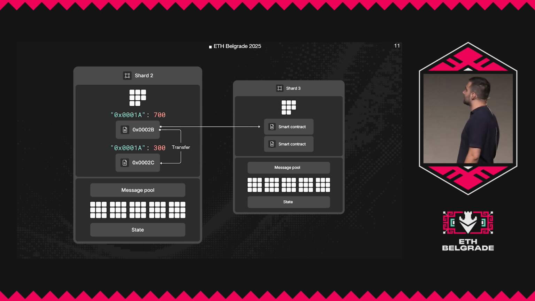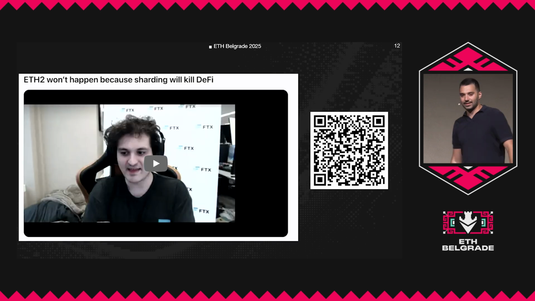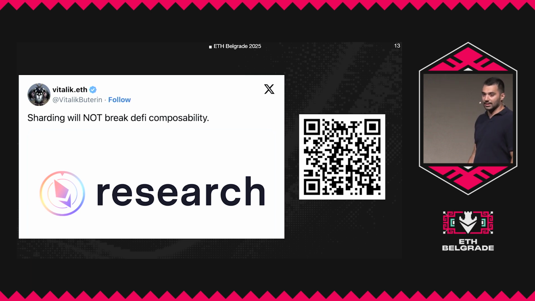And something that we learned here is that, this slide, I forgot about it. So this topic was really popular when ETH2 was around. And there were many people saying that sharding cannot work because it can kill DeFi. But then Vitalik and others tried to defend it. It's a really good thread, so if someone is curious, scan the QR code.